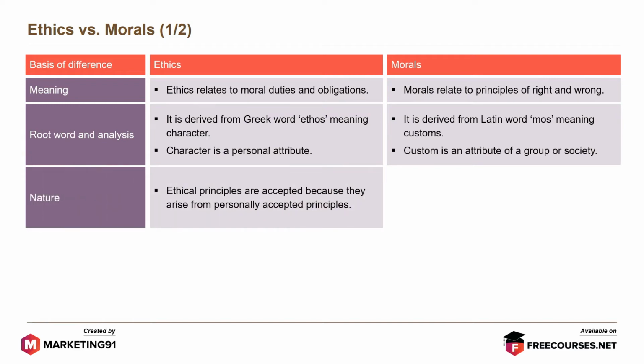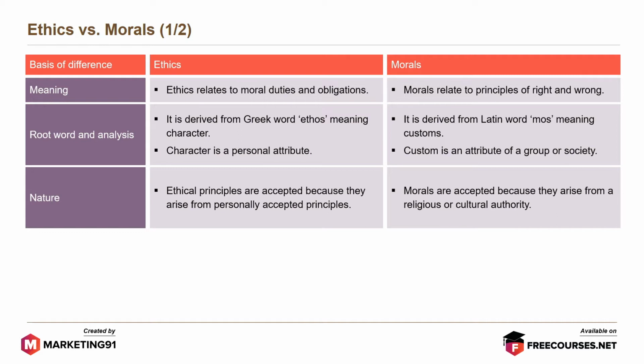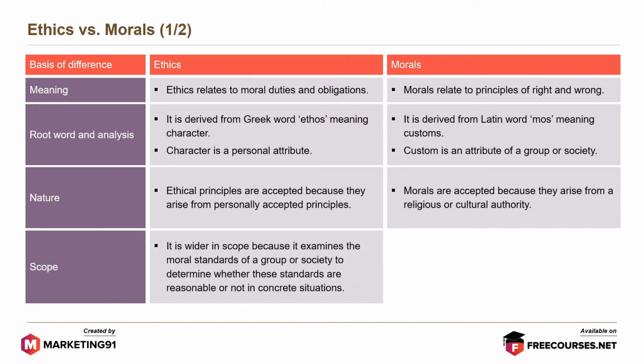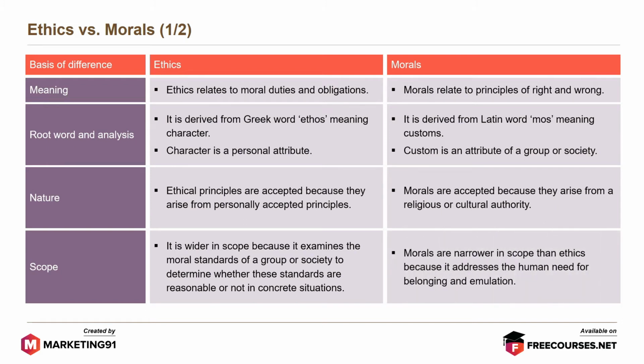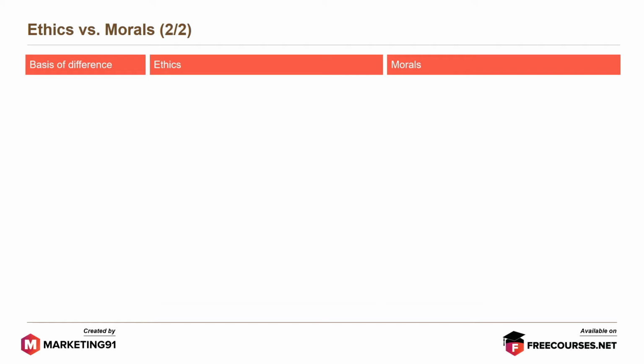Ethical principles are accepted because they arise from personally accepted principles. Morals are accepted because they arise from a religious or cultural authority. Ethics is wider in scope because it examines the moral standards of a group or society to determine whether these standards are reasonable or not in concrete situations. Morals are narrower in scope than ethics because they address the human need for belonging and emulation.